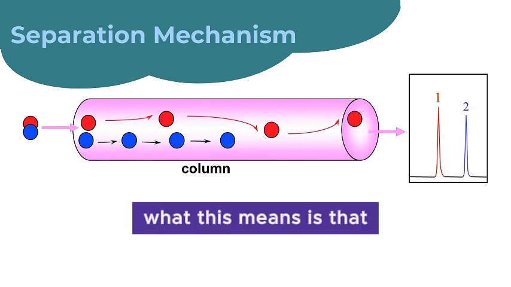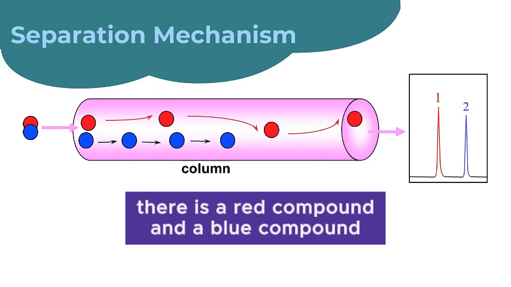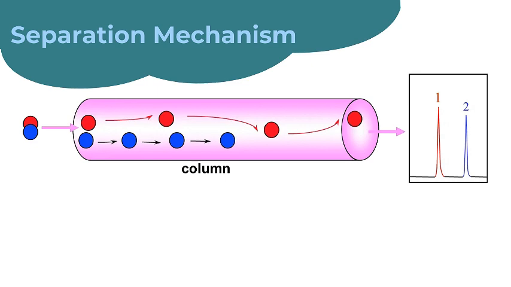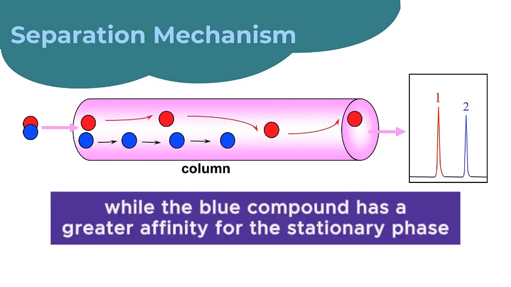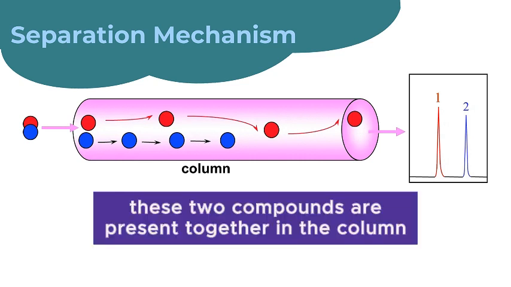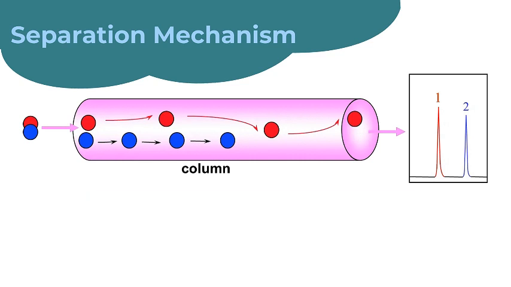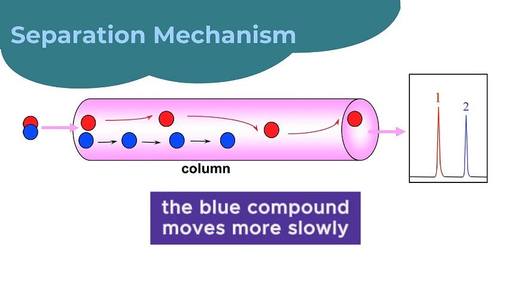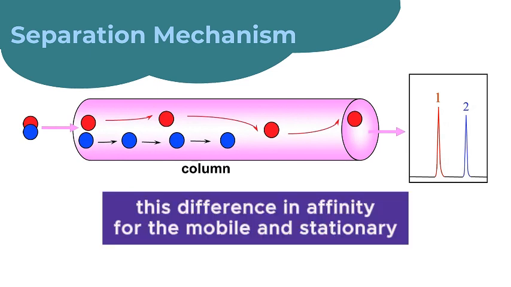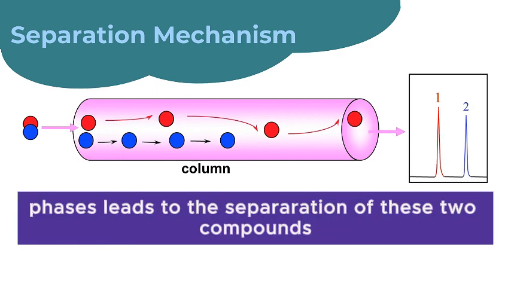What this means is that, as you can see, there is a red compound and a blue compound. The red compound has a greater affinity for the mobile phase, while the blue compound has a greater affinity for the stationary phase. Initially, these two compounds are present together in the column, but as they move through the column, the blue compound moves more slowly, while the red compound moves more quickly. This difference in affinity for the mobile and stationary phases leads to the separation of these two compounds.